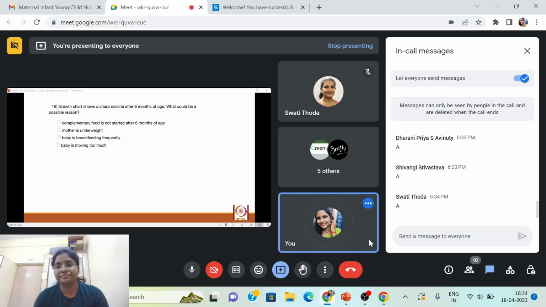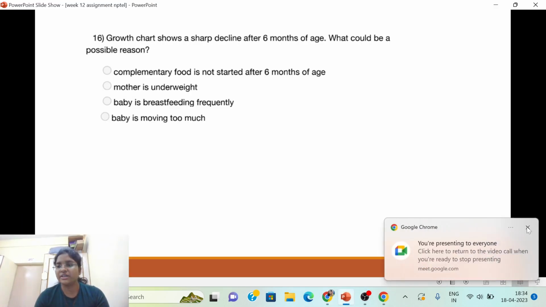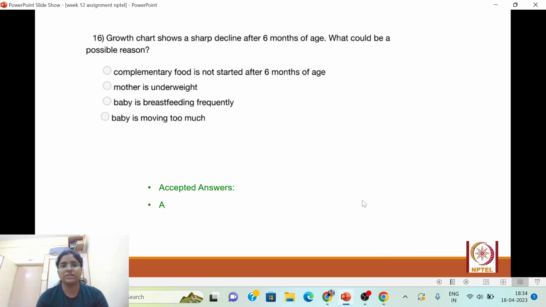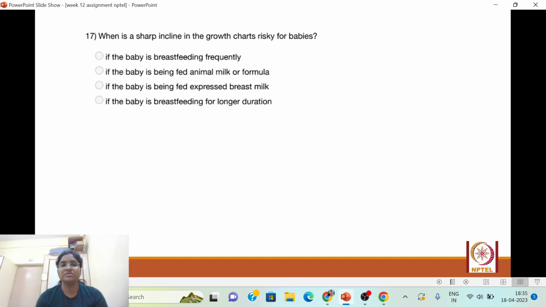A. Let's see if A is the correct answer. Yes. So there can be a sharp decline in the growth of the baby after 6 months of age if complementary food is not started for the baby. Breastfeeding exclusively won't be enough for the proper growth of the baby after 6 months of age. Complementary food is needed. We have discussed this many times.